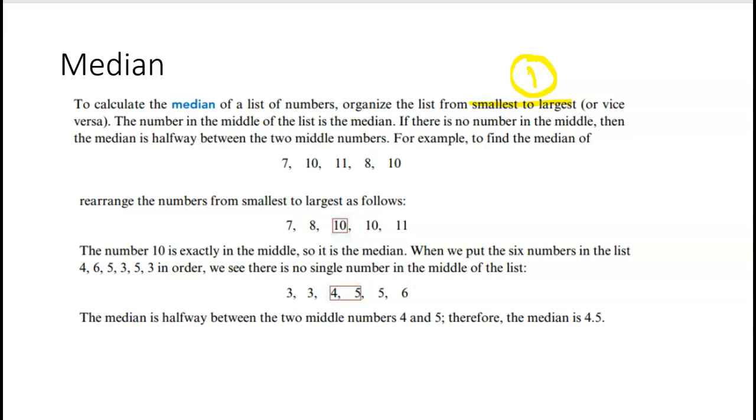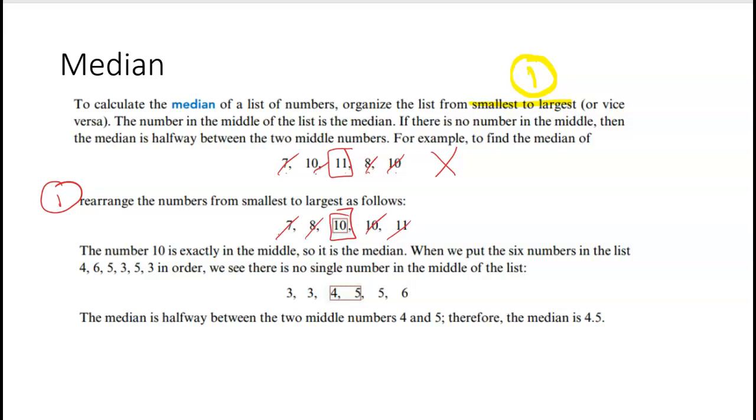So if I were to do this, 7, 10, 11, 8, 10, I would say the median is 11. That would be wrong. To find the median, first I would rearrange it from smallest to largest, and then I would find the middle. And I do it slowly. Take from the bottom, and top, and then I get my median.